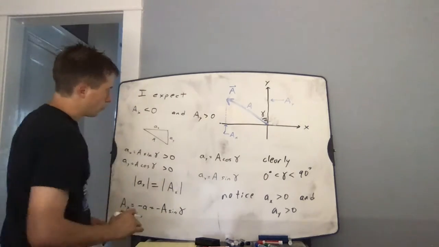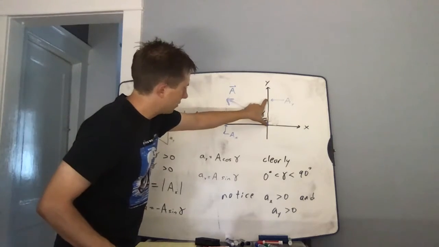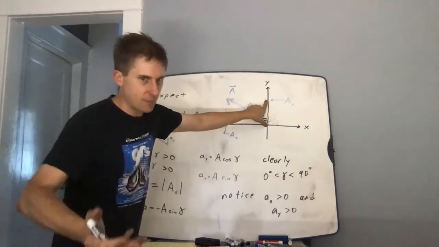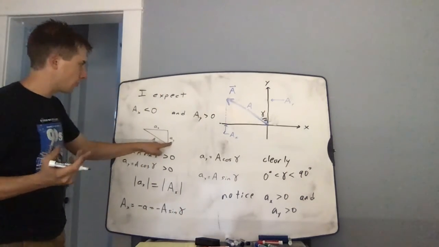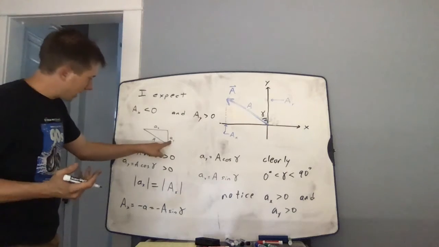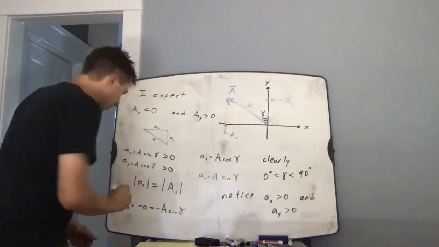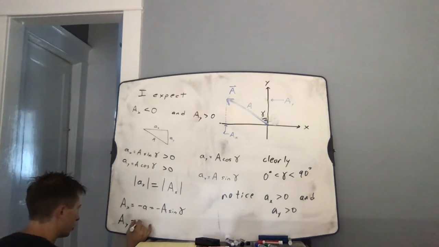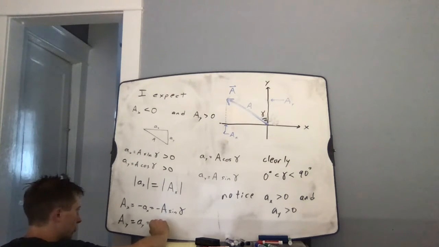Now I look at a_y. I know the component a_y will be the same size, the same absolute value as lowercase a_y over here. Here a_y is positive. Here I expect a_y to be positive as well. So I say just a_y is equal to a cos gamma.